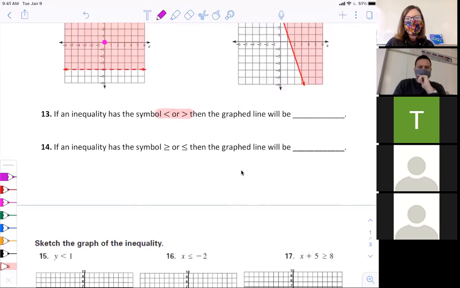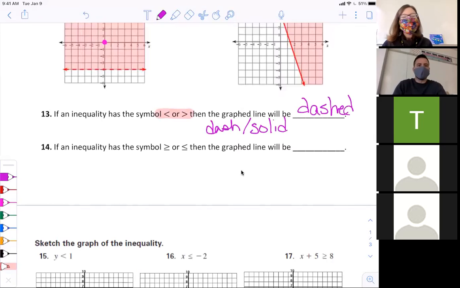So Bill, if we have a less than or a greater than sign, will we make a dashed or a solid line? Dash. Yeah, thank you. Sorry, I didn't hear you in the beginning.